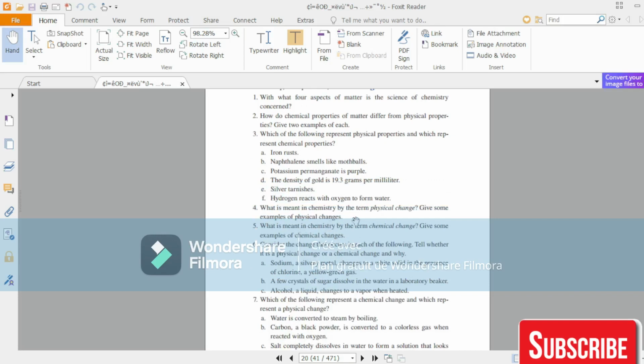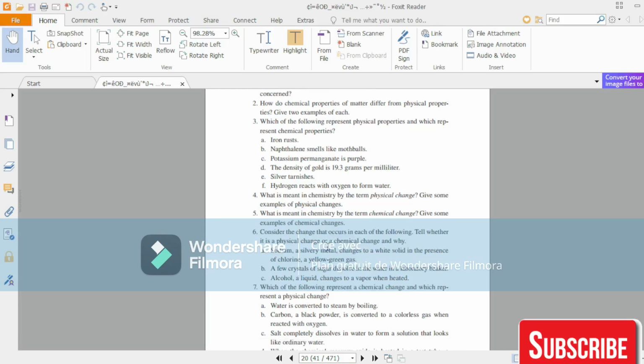What is meant in chemistry by the term physical change? Give some examples of physical changes. What is meant in chemistry by the term chemical change? Give some examples of chemical changes. Consider the change that occurs in each of the following. Tell whether it is a physical change or a chemical change and why. Sodium metal changes to a white solid in the presence of chlorine, a yellow-green gas. A few crystals of sugar dissolve in the water in a laboratory beaker. Alcohol in liquid form changes to vapor when heated.